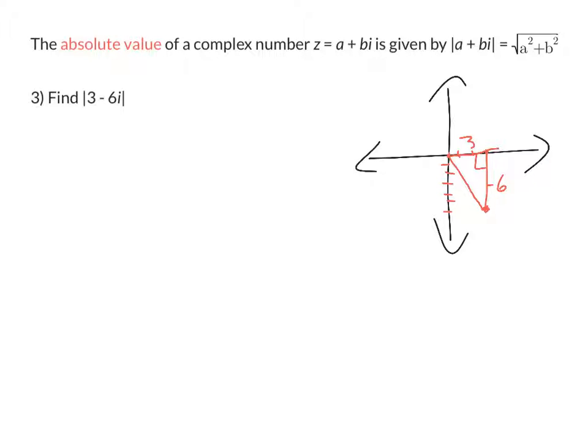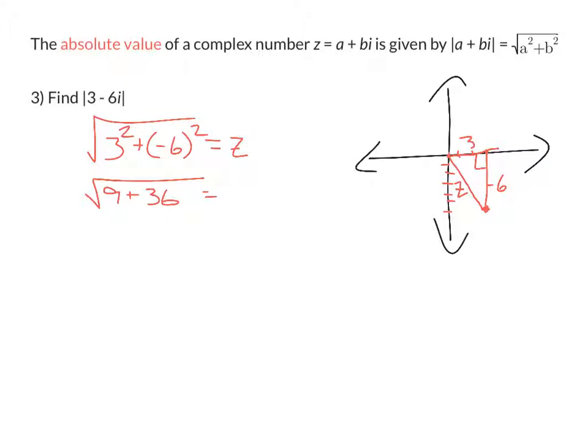So the distance that we're trying to find here is just the hypotenuse of a right triangle, which means we can use the Pythagorean theorem. So we're looking at 3 squared plus the negative 6 squared, and that would equal z squared, but we can just square root both sides to get z by itself. To evaluate this, 3 squared is 9, negative 6 squared is 36. So our distance is the square root of 45, which we can break down. That's root 9 times root 5. So z, our distance, is 3 square root of 5.